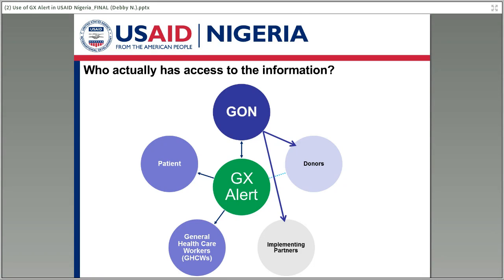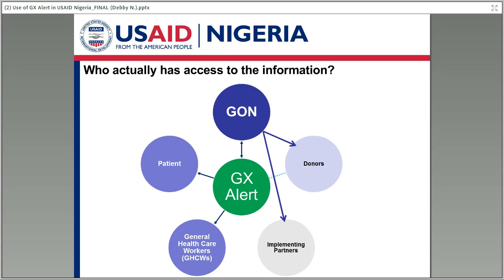However, this is what is actually happening in country right now. Who actually has access to that information? Currently, the National TB Program is the administrator to this dashboard, or to the system actually, and they have restricted access to the dashboard basically to themselves. People who currently have access outside the NTP are people who, I like to say they have illegal access because the NTP doesn't actually want them to have access.